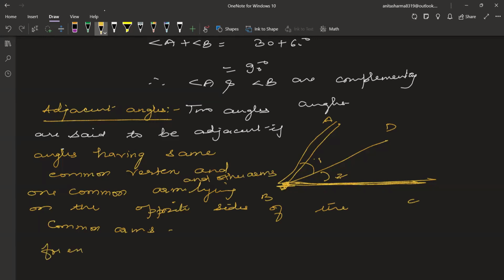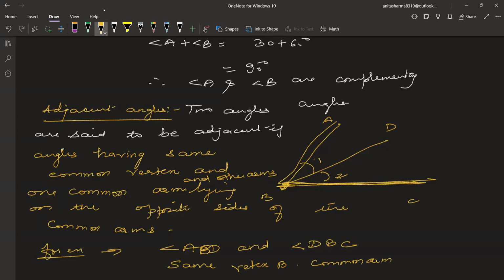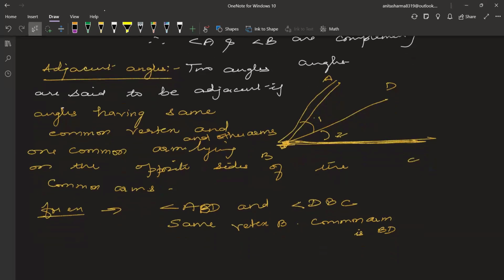For example, in the given figure, we have two angles. So you will write angle AOD and angle DBC. So these have the same vertex, angle B. Write it, same vertex B. Right, children? And the common arm is BD. So therefore, these angles are said to be adjacent angles.